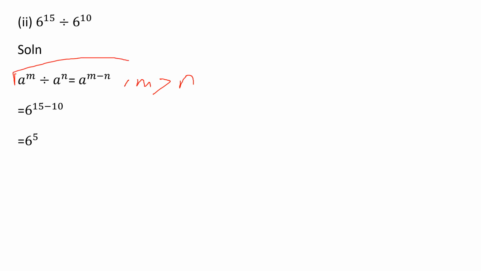So what is the formula we are using here, children? A power m divided by a power n is equal to a power m minus n. So here what is a? 6. So m is 15 and n is 10. So 15 minus 10, answer is 5. So 6 power 5 is the answer.